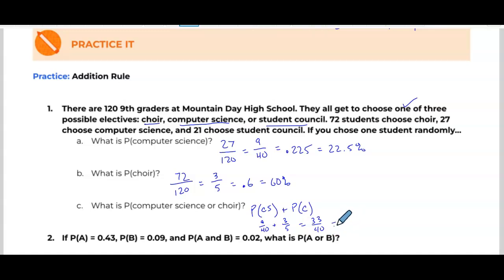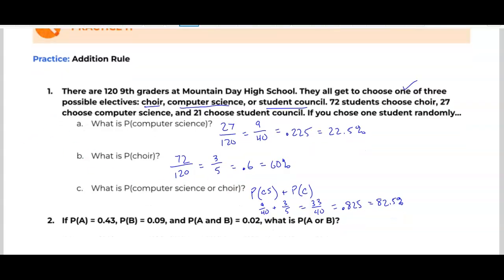And that would equate to 0.825, which is 82.5%. And that checks out because I had 22.5 and 60, so the sum is 82.5%. So I did not need to subtract anything here because, once again, these were mutually exclusive. If you only get one selection, you can't possibly have both.